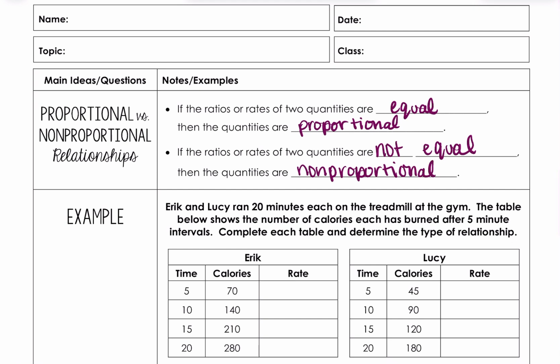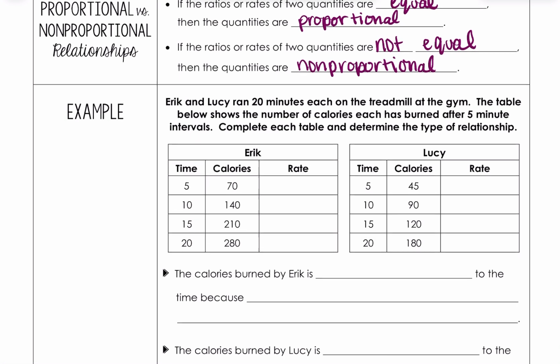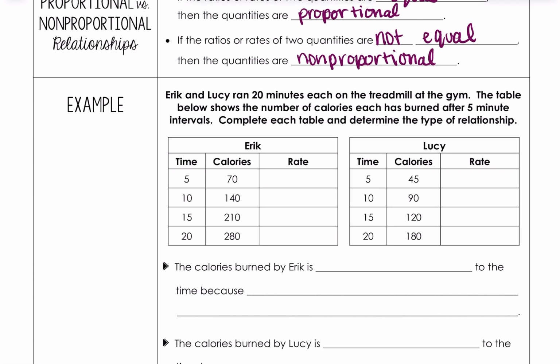Okay, so looking at an example, let's say Eric and Lucy ran 20 minutes each on the treadmill at the gym. The table below shows the number of calories each has burned after 5-minute intervals. Complete each table, determine the relationship. Now, the reason we didn't really go over tables and how to find the unit rate for that is because I was just going to do it all at once, which is here. Okay, so if I look at these two tables that I have right here, one represents Eric, one represents Lucy. Okay, I want to make sure that I can find the rate, the unit rate for this.